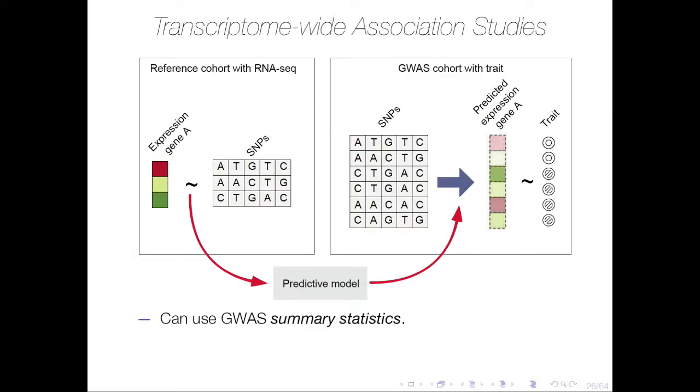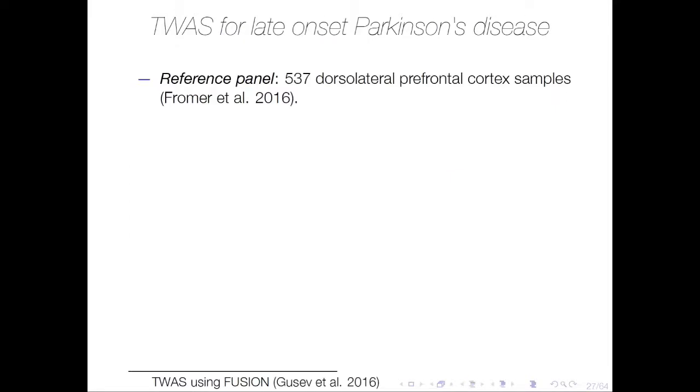It turns out as long as you're using linear predictive models, you can get away with using GWAS summary statistics. These are typically just effectively pairwise correlations between the single nucleotide polymorphisms and the trait of interest. And while people have usually only considered total gene expression as a phenotype here, we thought, well, what about also looking at splicing? So I want to show you an example of doing this for Parkinson's disease.